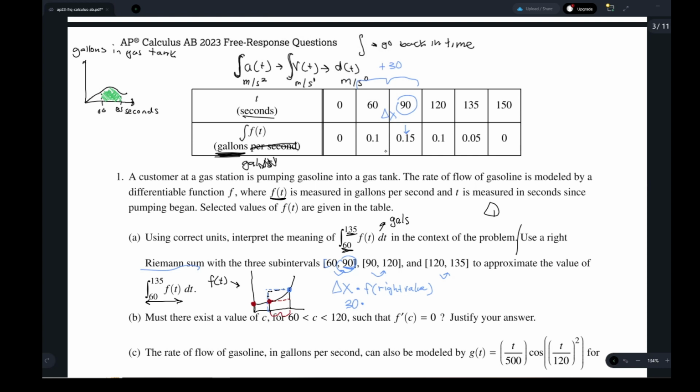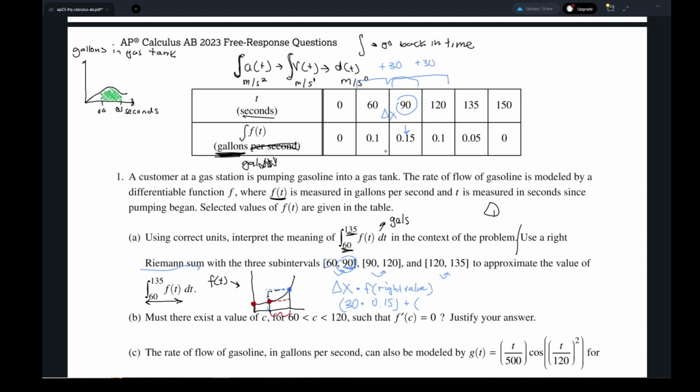So I'm going to multiply 30 by 0.15, right? And that's my first subinterval. That's my first rectangle that I just calculated. Then I'm going to add that to my second interval, right? From 90 to 120. How much do I have to change my x to go from 90 to 120?